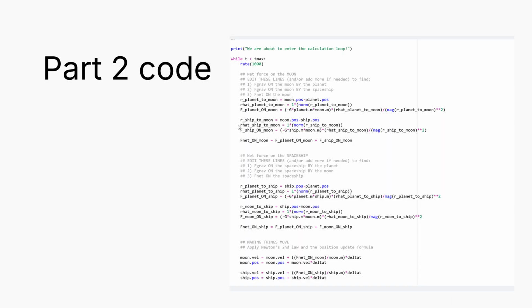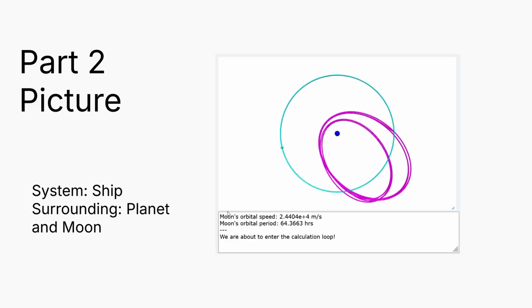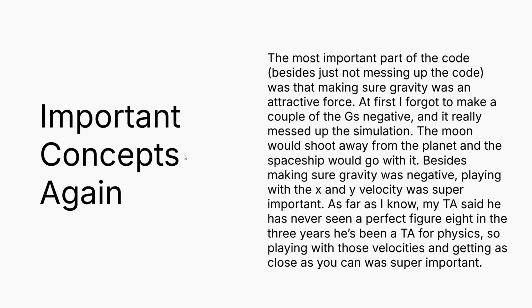Here's your part 2. Nothing special here. I messed up planet and moon a couple times in here. But this would be ship to moon, planet to moon, ship to moon, planet to ship, moon to ship, and then total force. That doesn't look like a figure 8. I can't do anything about it. I'm so sorry. The system is the ship, and the surroundings are the planet and the moon. That's what's acting on the system.